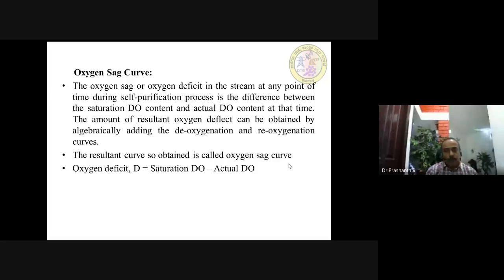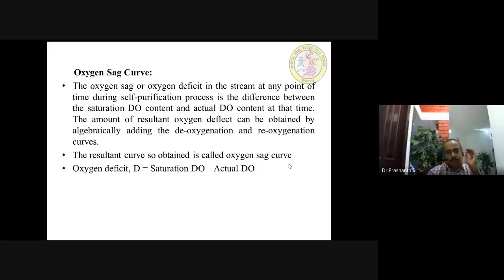The amount of resultant oxygen deficit can be obtained by algebraically adding the de-oxygenation and re-oxygenation curves. So the oxygen deficit D can be calculated as saturation DO minus actual DO. Whatever resultant curve you obtain is called the oxygen sag curve. Why sag? Because of the sag formation, so we call it sag.